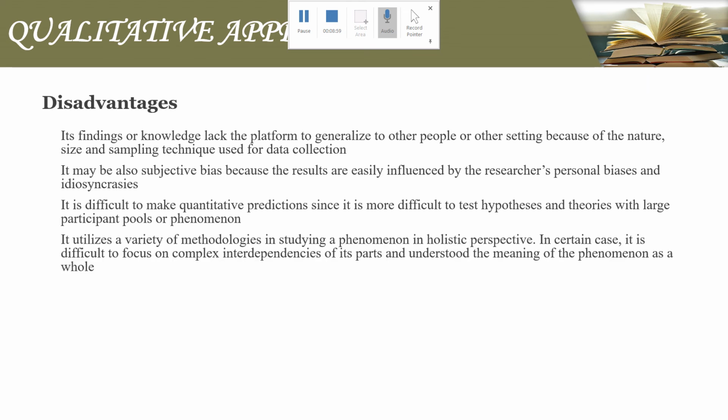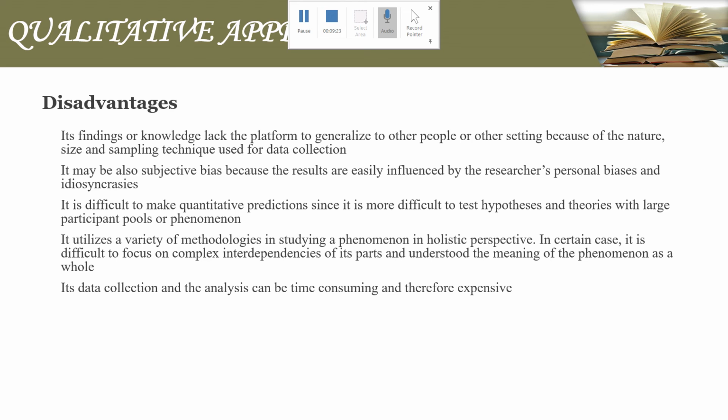It utilizes a variety of methodologies in studying a phenomenon in holistic perspective. In certain cases, it is difficult to focus on complex interdependencies of its parts and understand the meaning of the phenomena as a whole. Its data collection and analysis can be time-consuming and therefore expensive.